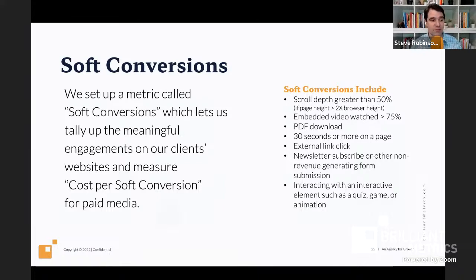They're things like scroll depth greater than 50%, or if somebody downloads a PDF, somebody filling out a form or a newsletter subscribe, where that's not directly leading to revenue, but that form gets us a new subscriber. It gets us identifying somebody in our marketing automation system. It's a good thing that happened, something we want to track, but not necessarily a conversion. So we'll set up a soft conversions metric, and anytime somebody takes one of these actions, we just pass a 1 to increment that number inside of Google Analytics 4.